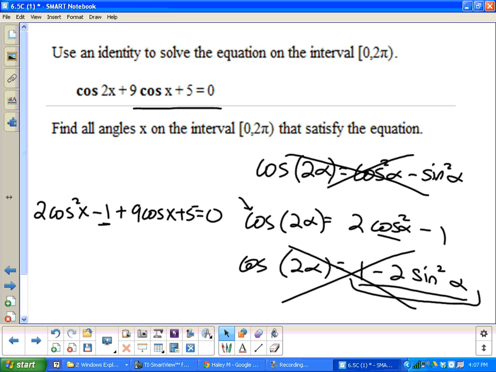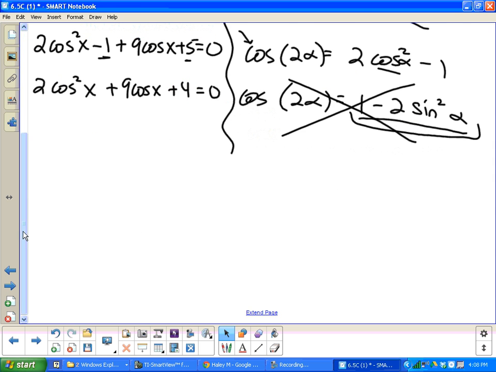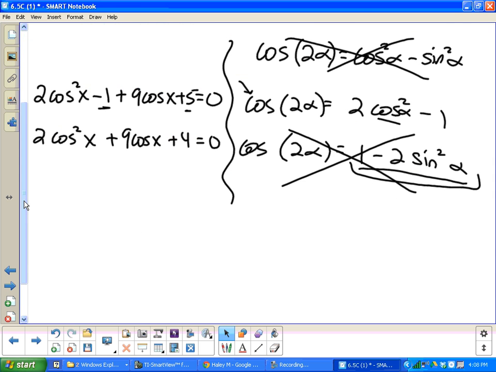The negative 1 plus the 5 would be 4. So we'll get 2 cosine squared x plus 9 cosine x plus 4 equals 0. Okay, now I'm going to solve this by factoring. And so to make it easier by factoring, I'm going to use that substitution method. I'm going to let a equal cosine x.